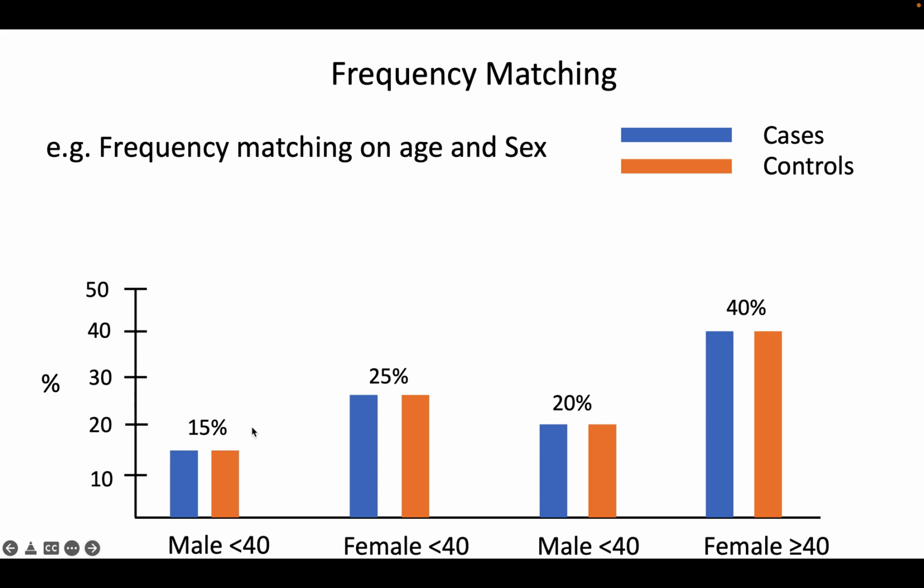On the other hand, this is frequency matching, where these blue bars are the amount of cases in these various strata. We have two binary confounders, so there are 4 strata: males under 40, females under 40, males greater or equal to 40, and females greater or equal to 40. We have the percentage of cases in each of these strata. Like 25% of the people in the case group fall into this female under 40 category. We figure out the percentage of individuals in each of these 4 strata and just make sure the controls have the same percentage.